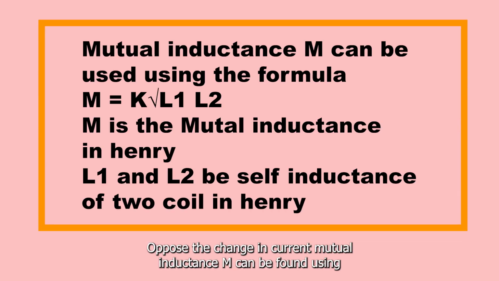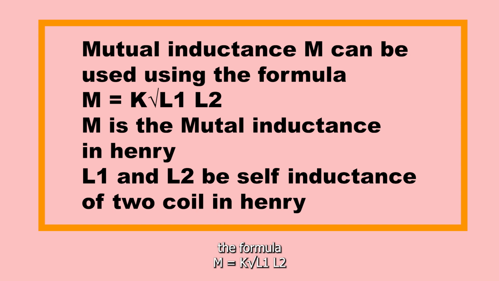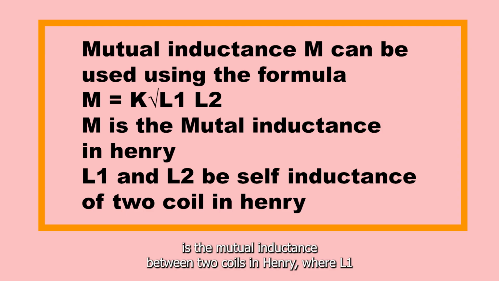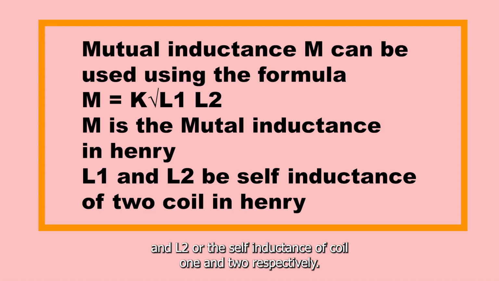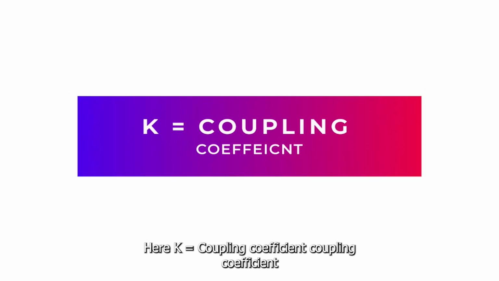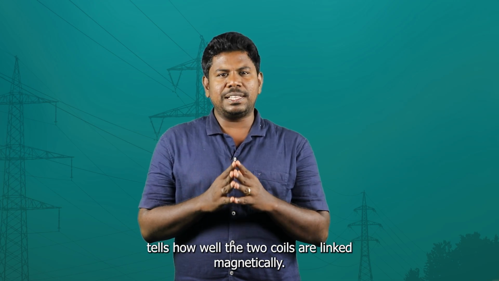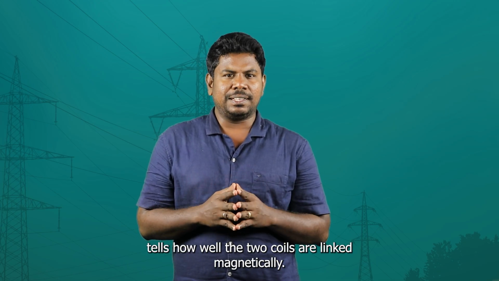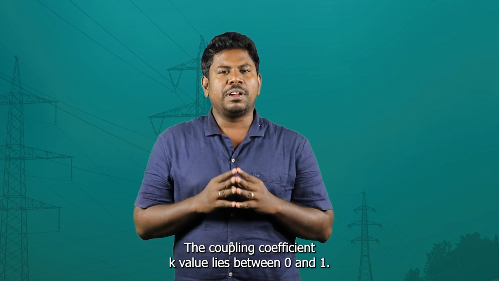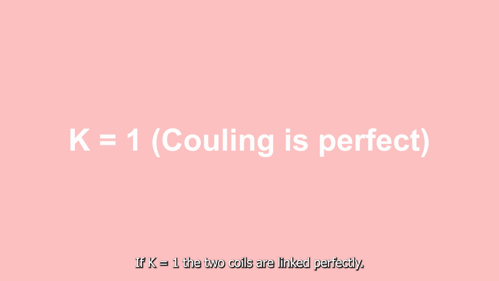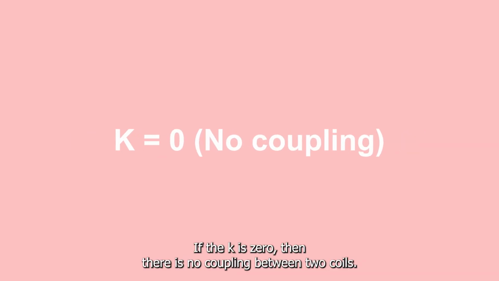Mutual inductance M can be found using the formula M is equal to K into root of L1 L2. Here, M is the mutual inductance between two coils in Henry, where L1 and L2 are the self-inductance of coil 1 and 2 respectively. Here, K is the coupling coefficient. Coupling coefficient tells how well the two coils are linked magnetically. The coupling coefficient K value lies between 0 and 1. If K is equal to 1, the two coils are linked perfectly. If K is 0, then there is no coupling between the two coils.